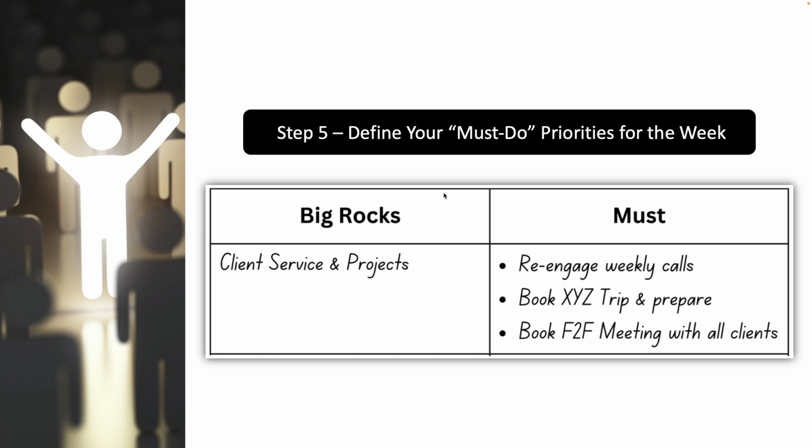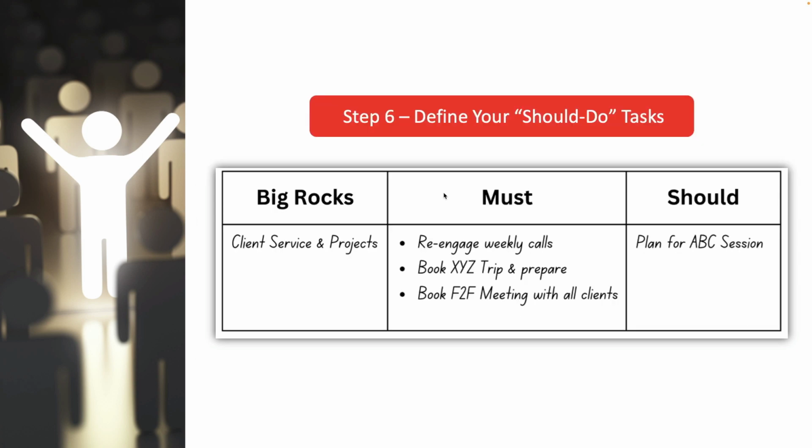We're going to book a trip and prepare for it. And we're going to book face-to-face meetings with all our clients, right? So we're going to re-engage the clients with meetings, and we've got a trip we have to book and take care of. They are the must-dos. You don't want to have too many must-dos in the week, because don't forget, this is one big rock, you'll have must-dos. So I'm saying 2 or 3 must-dos for each of your big rocks will be plenty for a week, right?